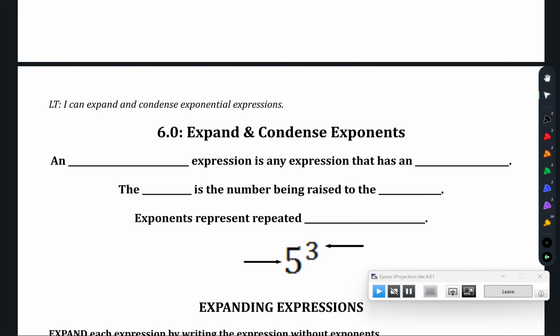Unit 6.0 is about expanding and condensing exponents. Unit 6 is a two-part unit. We're going to do one part before your exams and one part after your exams. The first part is all about just the rules about exponents.